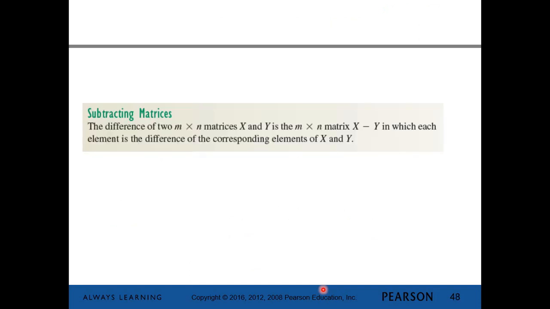Now, what about subtracting matrices? Subtracting matrices is exactly the same, but you subtract corresponding elements of the matrix. And order does matter. So x minus y means you have to take elements of x minus the elements in y. So x minus y is not the same as y minus x. So the commutative property does not work for subtraction of matrices, just like it doesn't work for subtraction of real numbers.